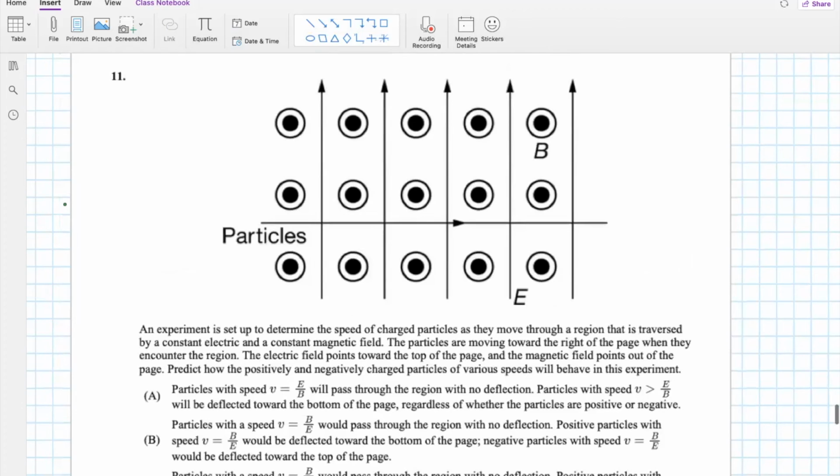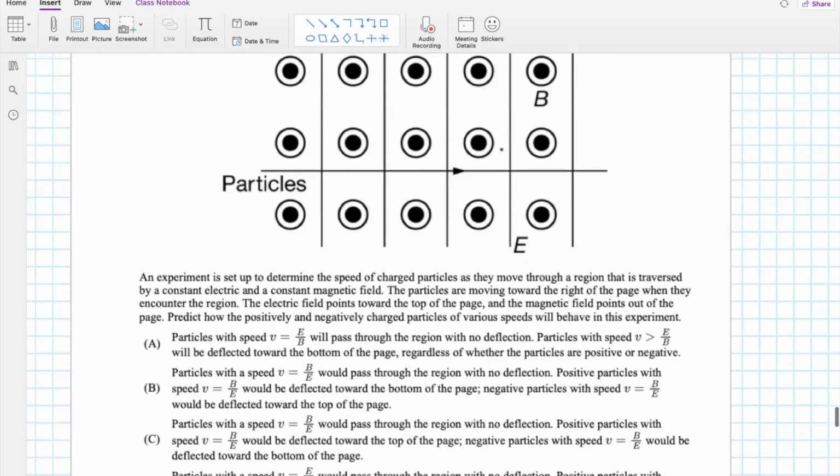So looks to me kind of like another voltage selector. We have particles moving to the right, an electric field that is directed upwards, a magnetic field, sorry, that happens to point out of the page. An experiment is set up to determine the speed of charged particles as they move through a region that is traversed by a constant electric and constant magnetic field. The particles are moving toward the right of the page when they encounter the region. The electric field points toward the top of the page and the magnetic field points out of the page. Predict how the positively and negatively charged particles of various speeds will behave in this experiment.